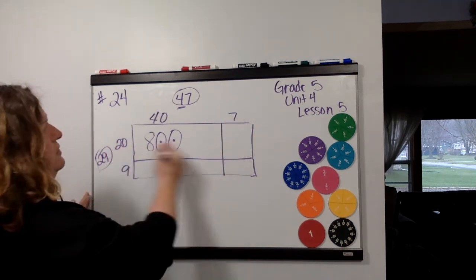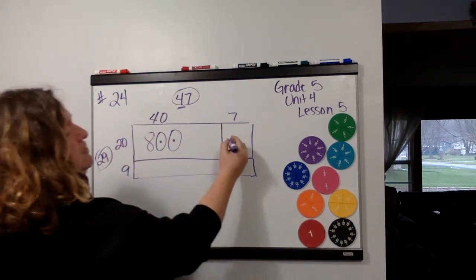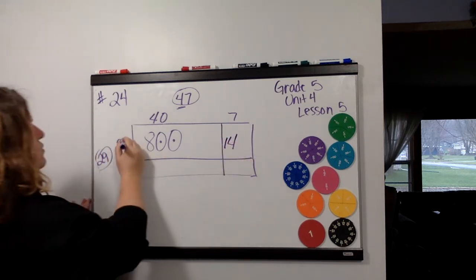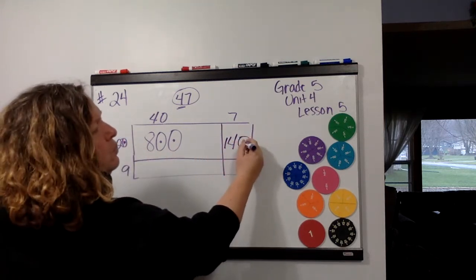20 times 7. 7 times 2 is 14. There's 1 zero in the problem, 1 zero in the answer.